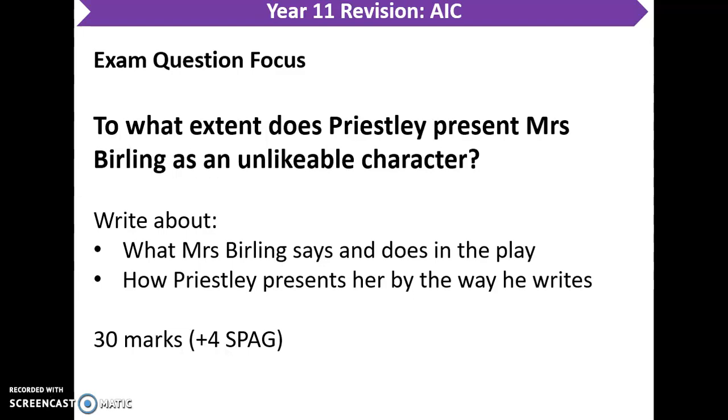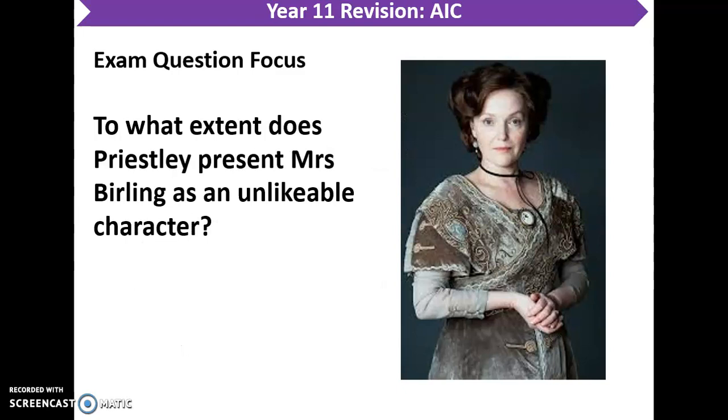We're going to unpick this question together over the next few weeks, and you are going to put together your written response to this essay question. You're going to hand it in to your English teacher before half term, and we're going to mark these and give you detailed feedback. Okay, so let's look at this question.